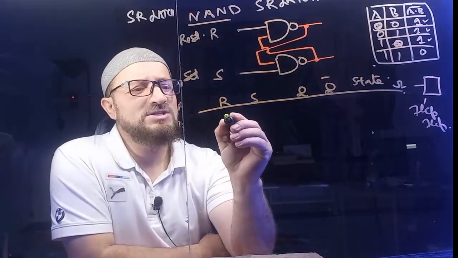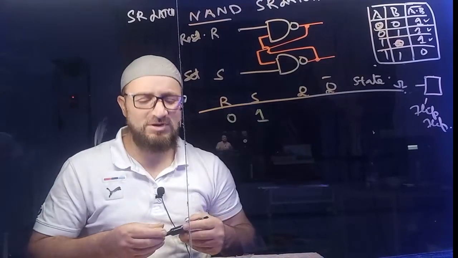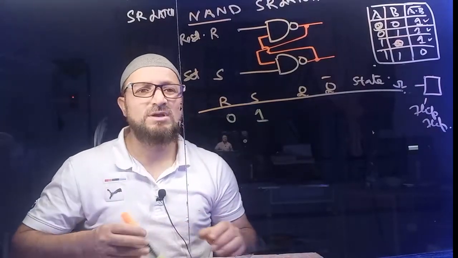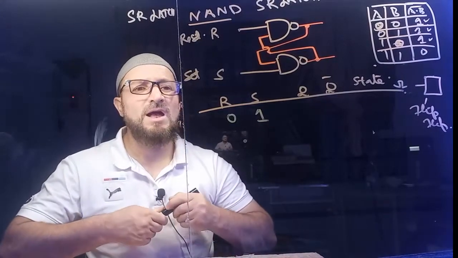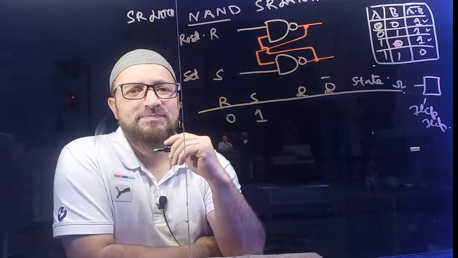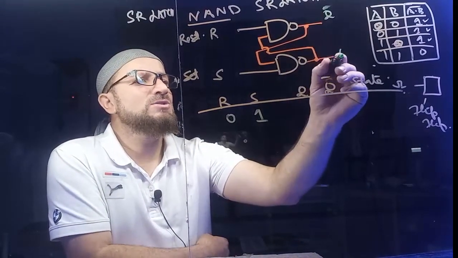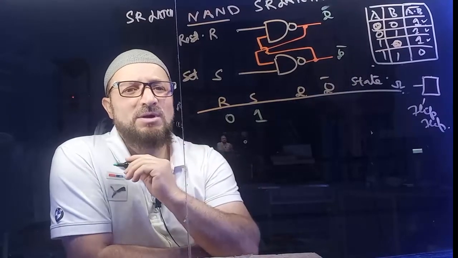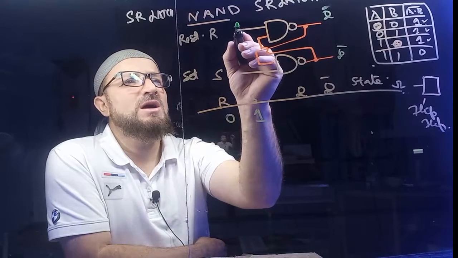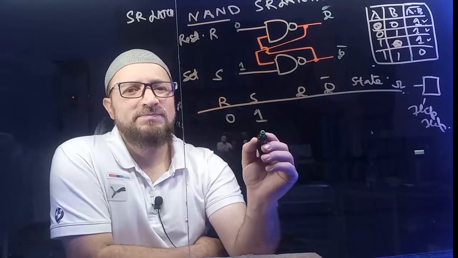Okay, I will say first, if R is 0 and S is 1. So what is going to be Q and what is going to be Q complement, okay? And what is going to be the state? Because we know if this is Q, this is going to be Q complement. They have to be complement of each other. Now let's think about it. If R is 0, so I'm putting up R as 0 and S as 1.